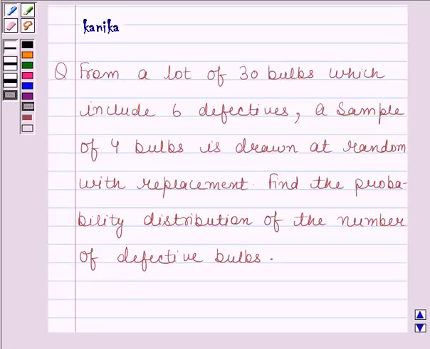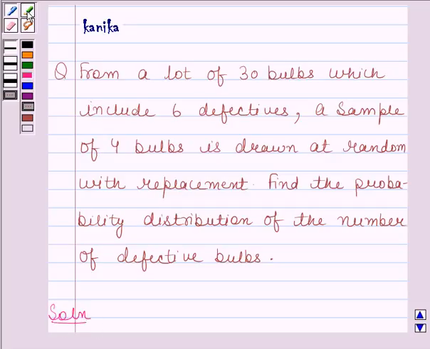Let's discuss the following question. The question says, from a lot of 30 bulbs, which include 6 defective bulbs, a sample of 4 bulbs is drawn at random with replacement. Find the probability distribution of the number of defective bulbs. Let's now start the solution.